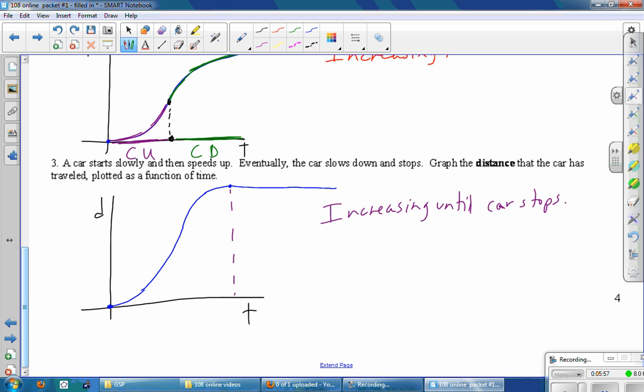So increasing until, say, that moment right there. And then once you get past the stop, I wouldn't say that it's increasing, and I also wouldn't say it's decreasing. It's just constant after that. So maybe we can write that. Constant. Function is constant from that point on.